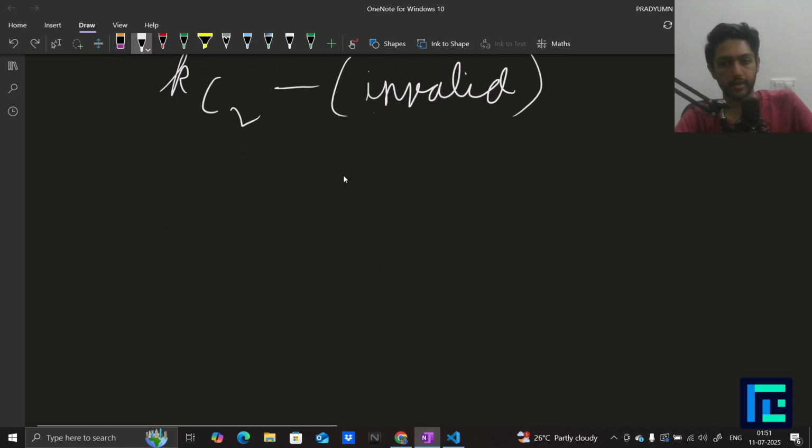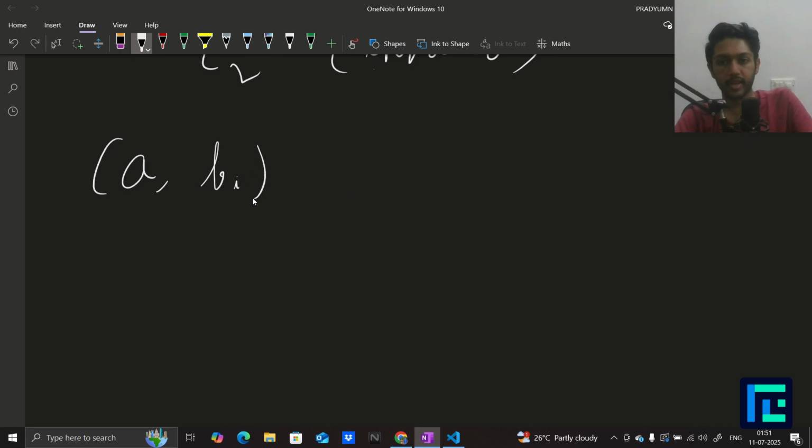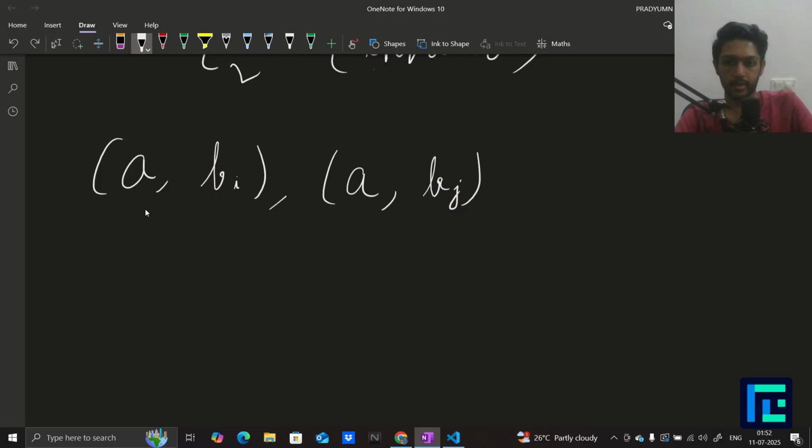And how do we count that? One idea is that, let's say in my pair I have a boy called A and a girl called BI, and in one more pair I have the same boy, A, and the girl is BJ. Then I need to count the pairs of this type. So I can just iterate over A, that is, fix this A. I'll check for boy number 1 how many such pairs are there, then for boy number 2, then for boy number 3, and so on.